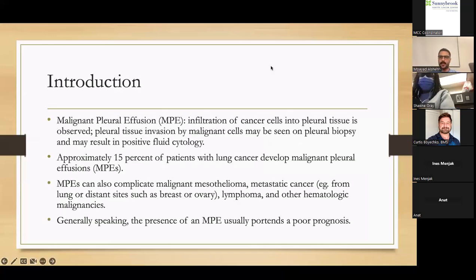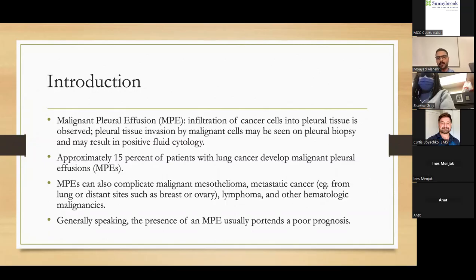So first of all, malignant pleural effusion is by definition infiltration of cancer cells into the pleural tissue. And this is important because it's typically a pleural tissue invasion, meaning that there is a pleural biopsy showing positive malignant cells, not necessarily a positive fluid cytology. And that is reflected in why we sometimes do more than one thoracentesis trying to obtain a cytology positive malignant effusion. Approximately 15% of patients with lung cancer develop malignant pleural effusion.